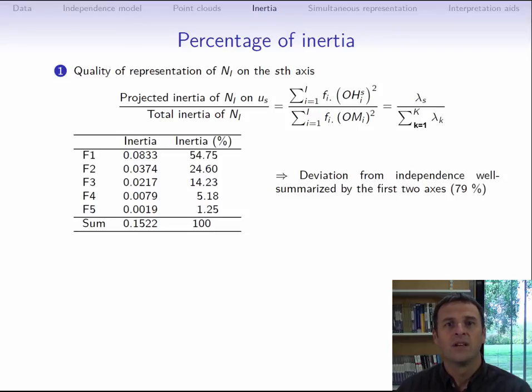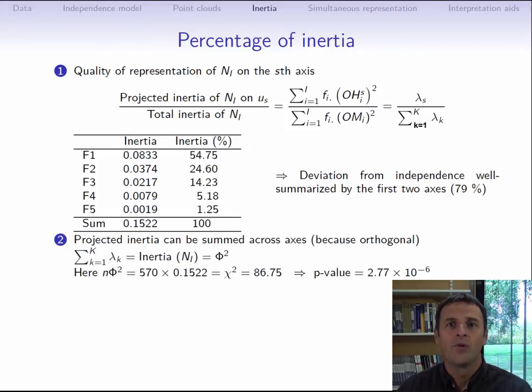Let's look at the percentages of inertia in our example. We see that in the first dimension, the percentage of inertia is 54.75, which is quite high. We can therefore say that the first dimension represents 54.75% of the deviation from independence. In the second dimension, the percentage of inertia is 24.6. Thus, the first two dimensions together represent almost 79% of the deviation from independence. Essentially, this means that we can just stop and interpret these two dimensions only.